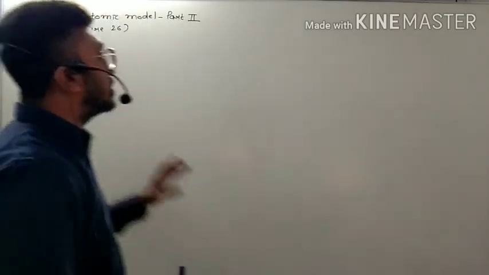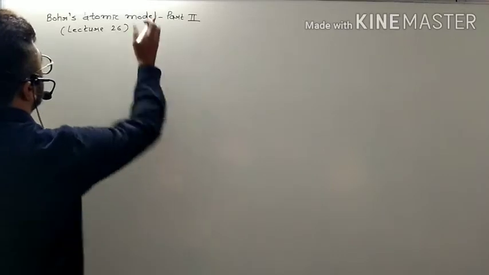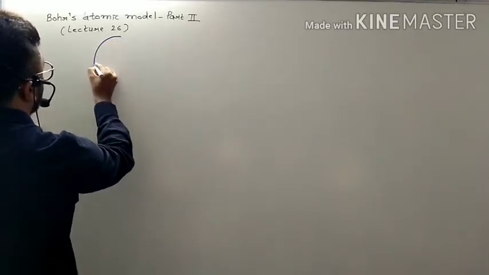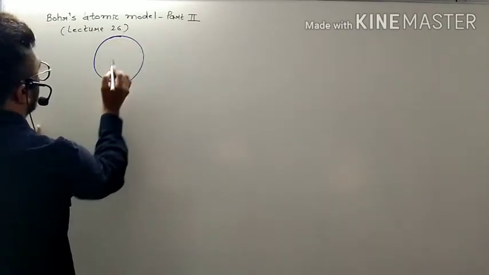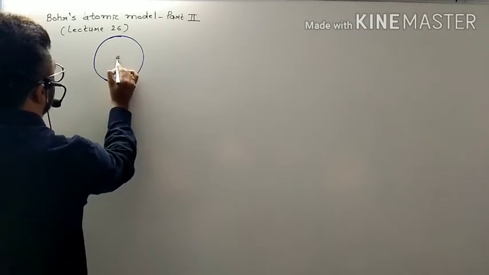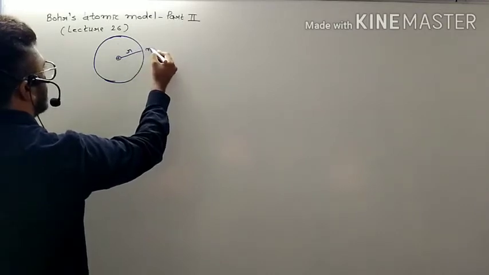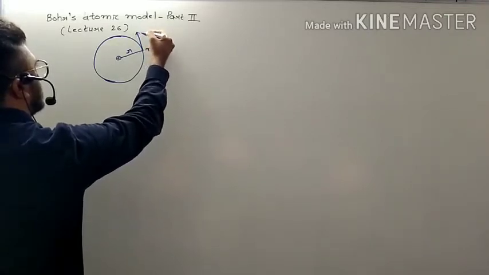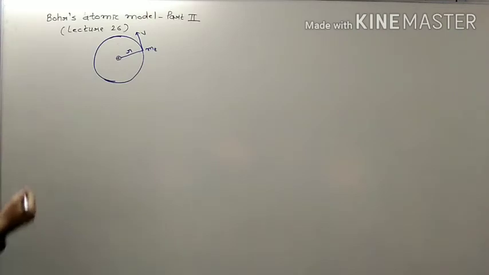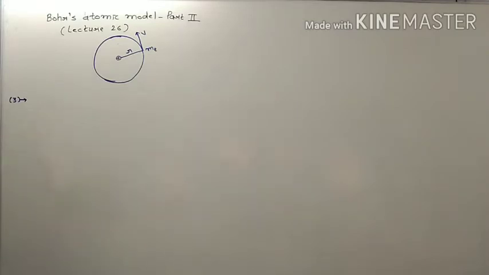Now we are at our third important postulate, but in today's lecture we will explain Bohr's atomic model part 2. This is the figure that we explained in our last lecture, but today it's a basic need, so I will repeat that. This is the radius, this is the mass of the electron, and this is the velocity of the electron. Our third postulate belongs purely to this figure.